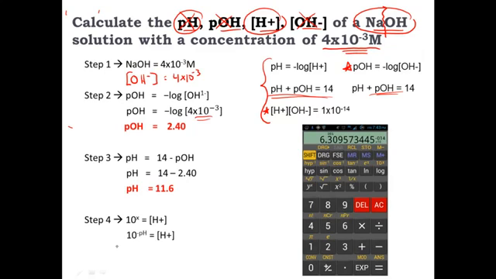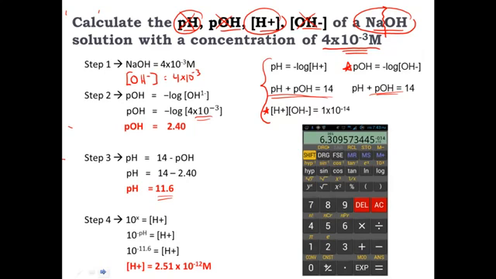Now, I'm going to do a little substitution. Instead of x, I'm going to use 10 to the negative pH. When I throw my substitution in there, I'm using this from the previous step, so 10 to the negative 11.6 is going to be equal to my hydrogen ion concentration, and that's going to be 2.51 times 10 to the negative 12th.